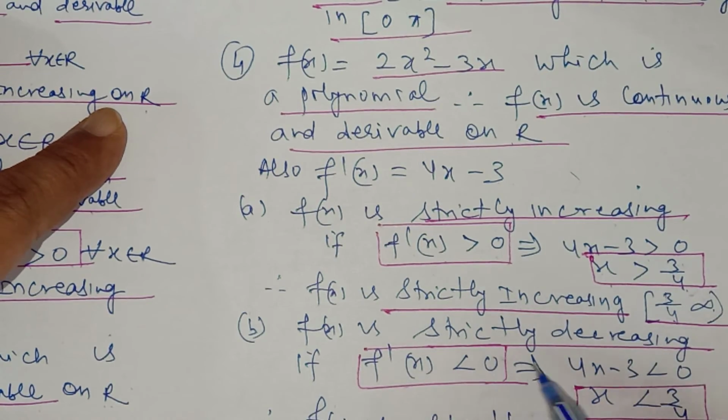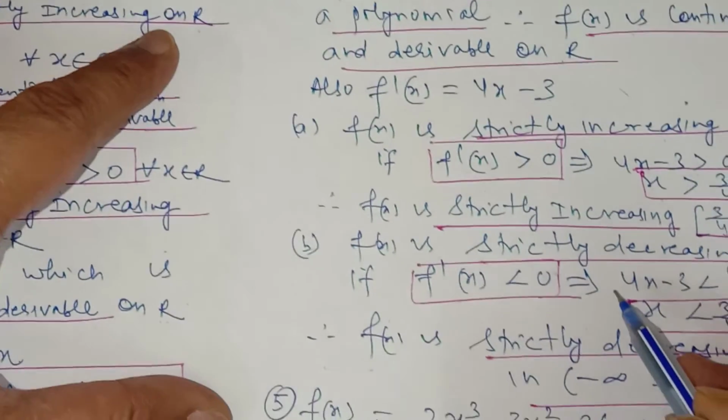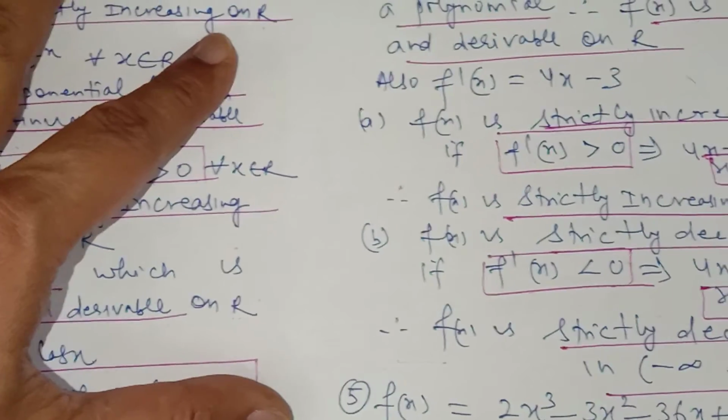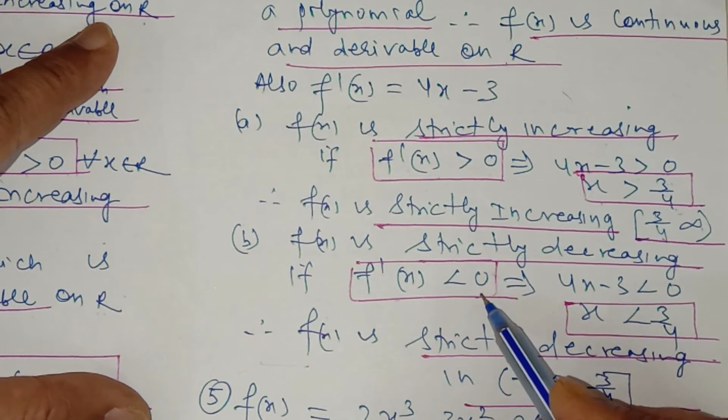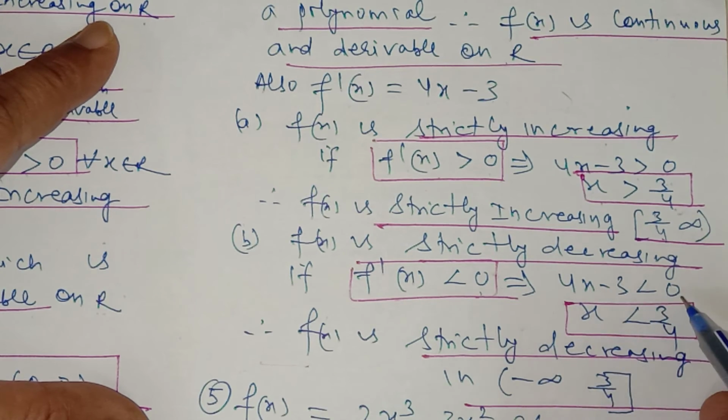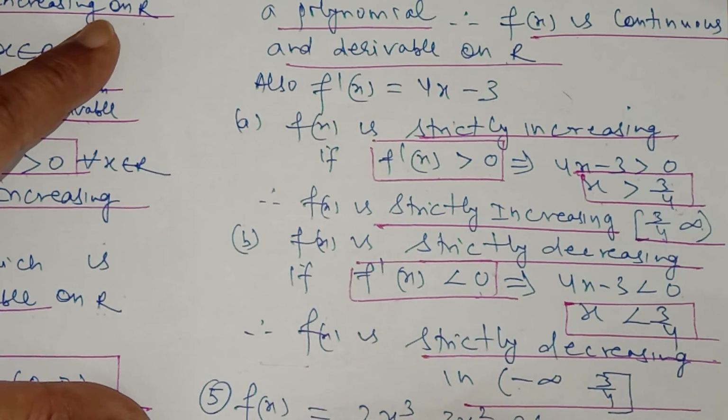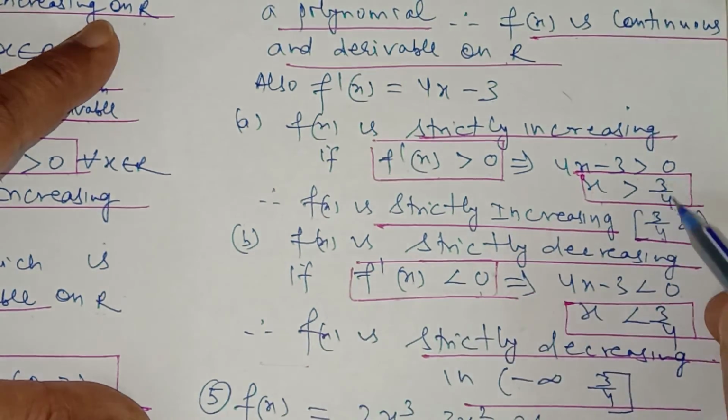Now for the function to be strictly decreasing, its first derivative should be less than 0. So 4x minus 3 is less than 0. So x is less than 3 upon 4. The function is strictly decreasing in the interval less than 3 upon 4, that is, from minus infinity up to 3 upon 4. Strictly decreasing to the left hand side, that is up to minus infinity. Strictly increasing, that is greater than 3 upon 4, to the right hand side of 3 upon 4.